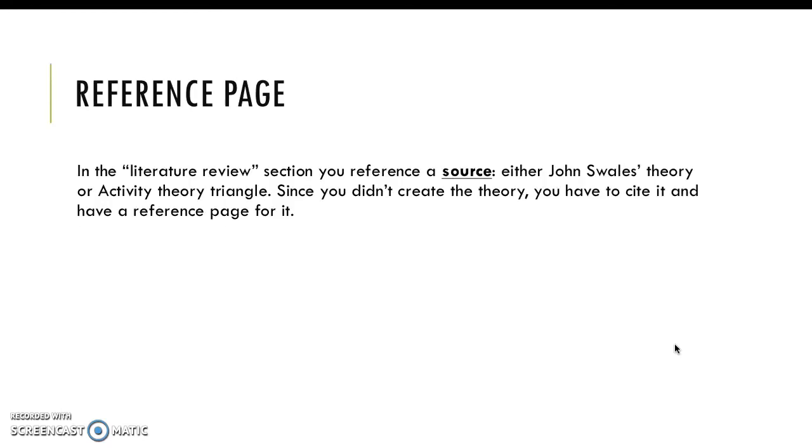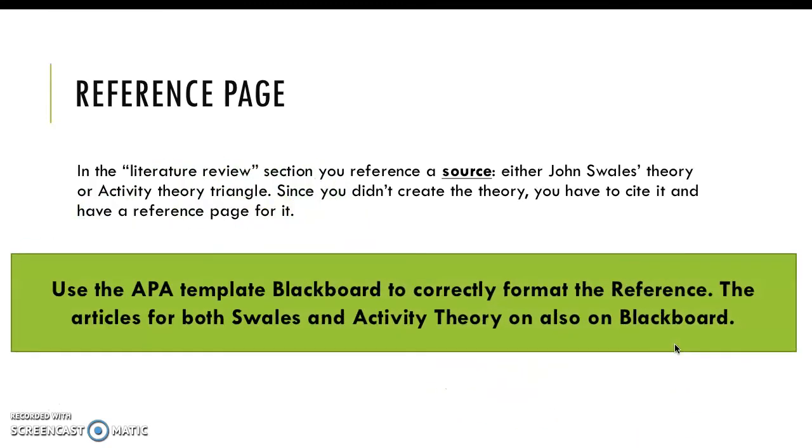Reference page. In the literature review section, you reference a source, one of those two. Since you didn't create the theory, you have to have the full reference information, so make sure you're reviewing my APA information. Use the APA template on Blackboard. These would be cited as articles, so that's a hint for you. It's like an APA scavenger hunt.